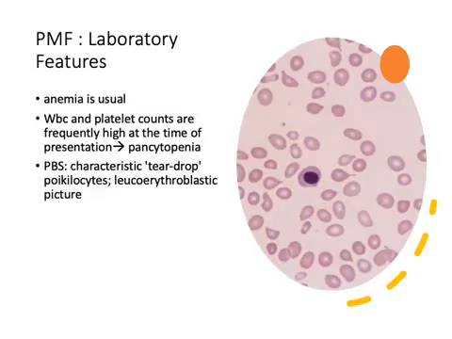The laboratory will show anemia. The WBC are frequently high at the time of presentation, although late in the disease, pancytopenia may occur. The peripheral blood smear will show characteristic teardrop poikilocytes with a leukoerythroblastic picture characterized by leukocytosis and the presence of nucleated RBC.